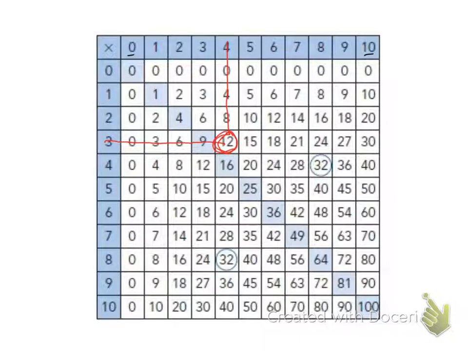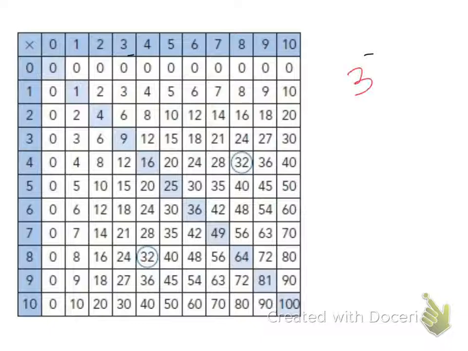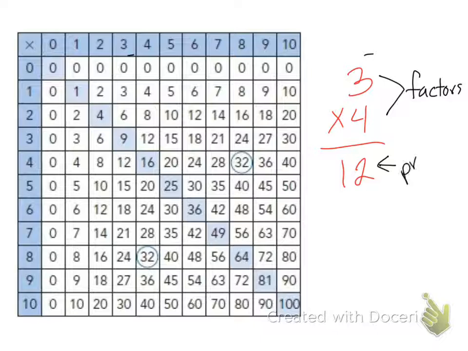Numbers that we multiply together are called factors. So in this case, 3 times 4 equals 12. So the 3 and the 4 are what we call factors. The answer is called the product. From the table, you can see that 3 groups of 4, 3 times 4, is 12.